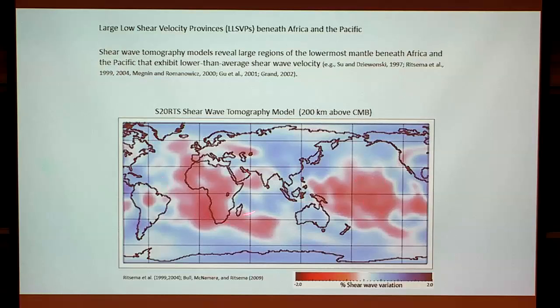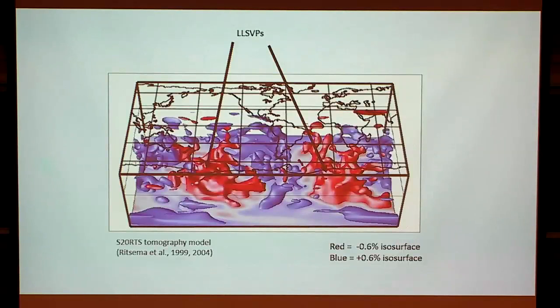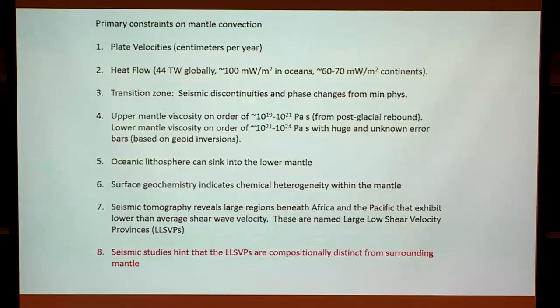These regions are called the large low shear velocity provinces, and we spend a lot of time right now trying to understand what those are. Here's a 3D view of that same tomography model. You can see those large low shear velocity provinces extend several hundred kilometers up into the mantle. Here are all of these blue regions around them where we've had subduction in the past.